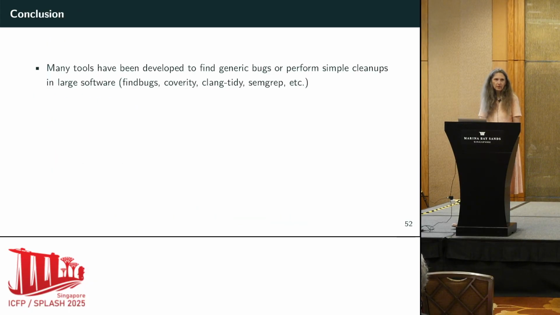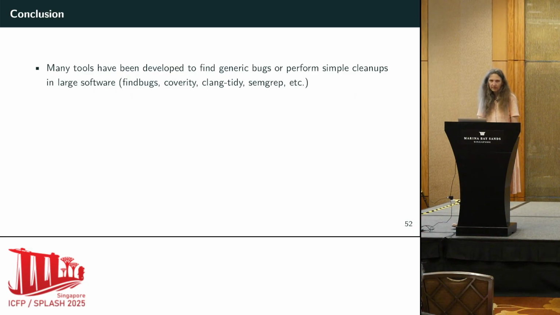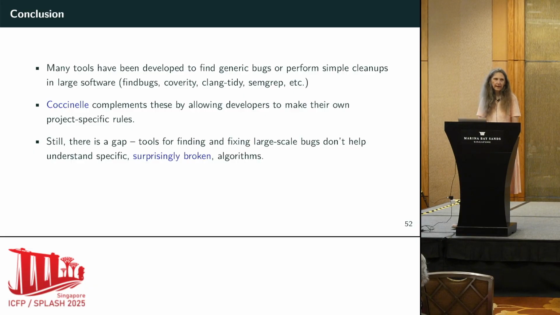So in conclusion, many tools have been developed to find generic bugs and to perform cleanups at this point in large software: Coverity, Clang-tidy, Semgrep, and so on. Coccinelle complements those tools by allowing the developers, Coccinelle is not a black box, it's something that's programmable by the developers. But there's still a gap.